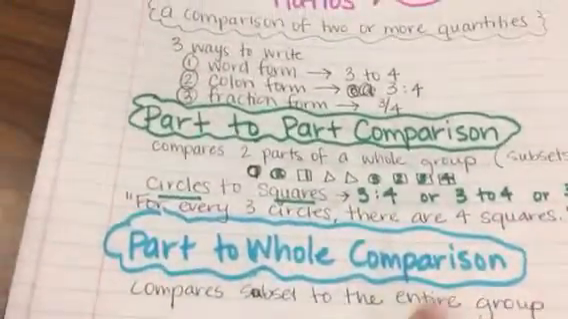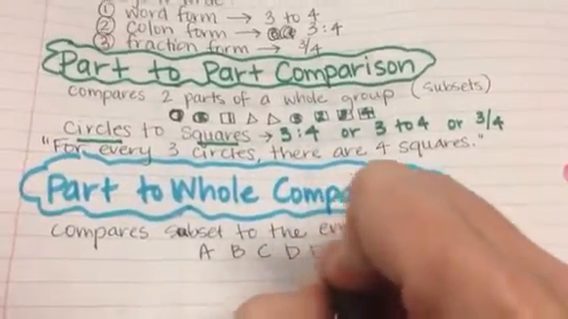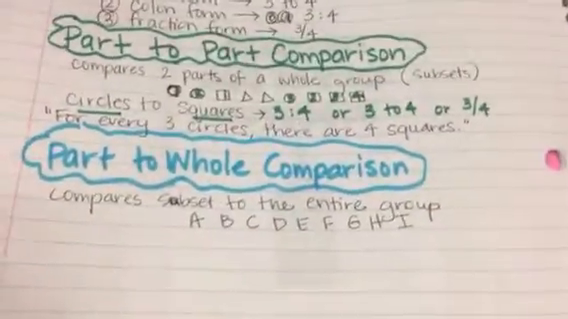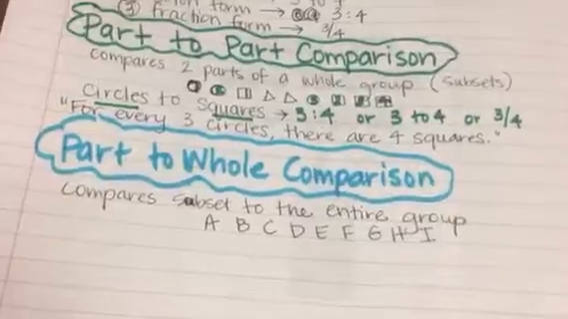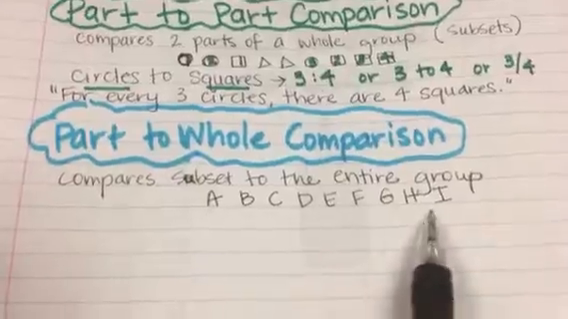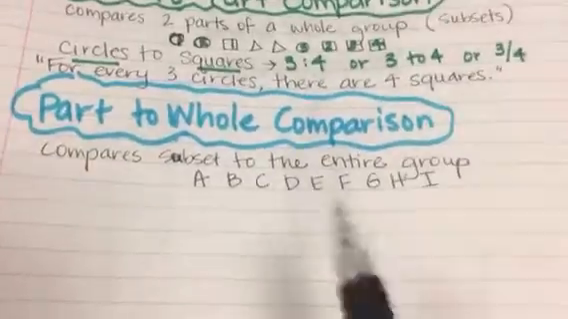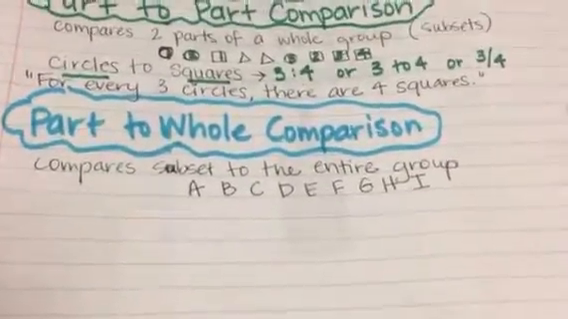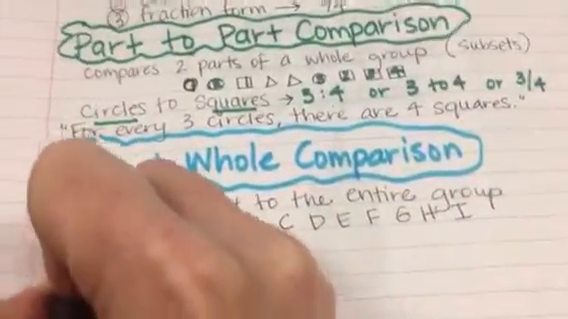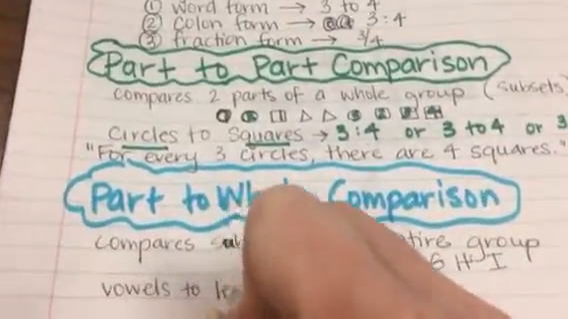So I just want you to write down these letters. And so for these letters, we could compare a number of things. We could compare the number of vowels, A, E, I, O, U, to the number of consonants, which are all the other letters of the alphabet. So for this one, we are going to compare vowels to letters.